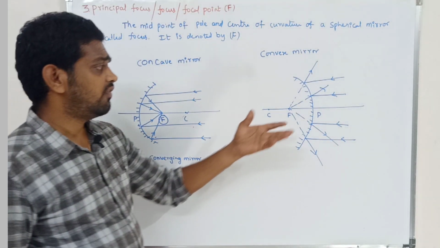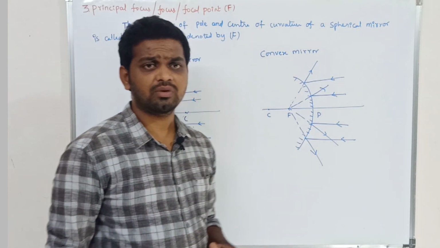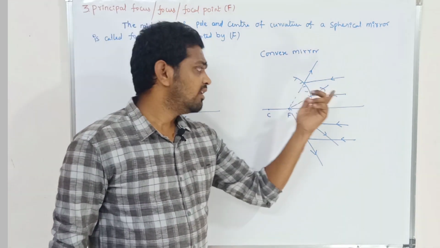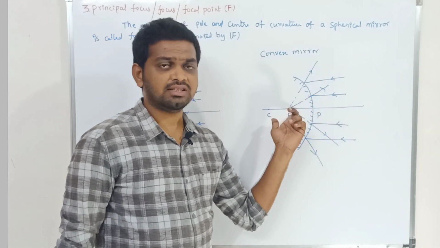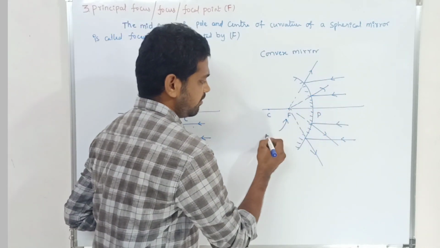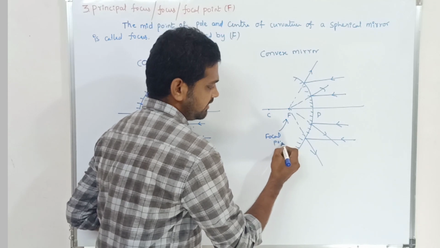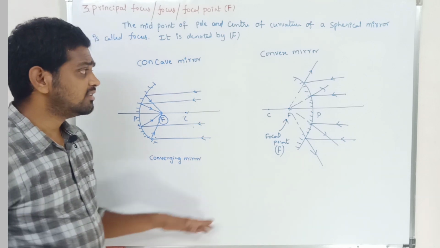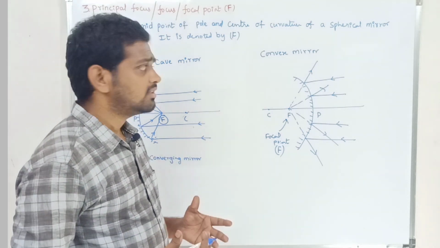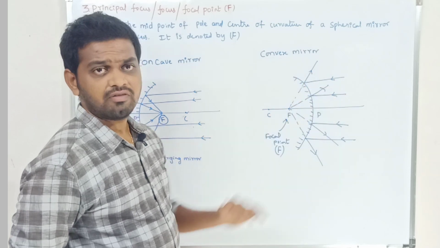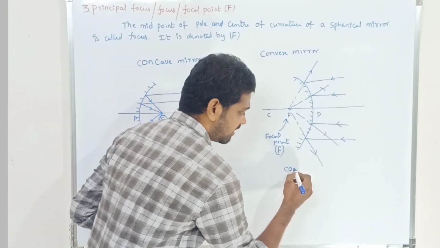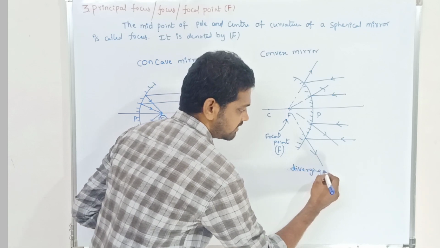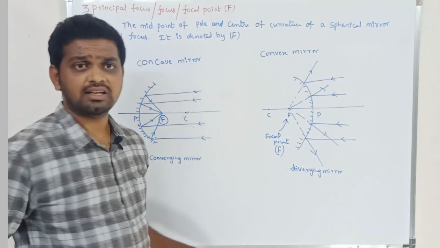Clear? In a different manner, I am going to explain the definition of the focus in case of the convex mirror. The point from which all the parallel beam of light diverges, that point we call the focal point. Focal point is denoted by capital F. Clear? Since a convex mirror diverges a parallel beam of light, we call this convex mirror a diverging mirror. Diverging mirror. Is it clear, children?